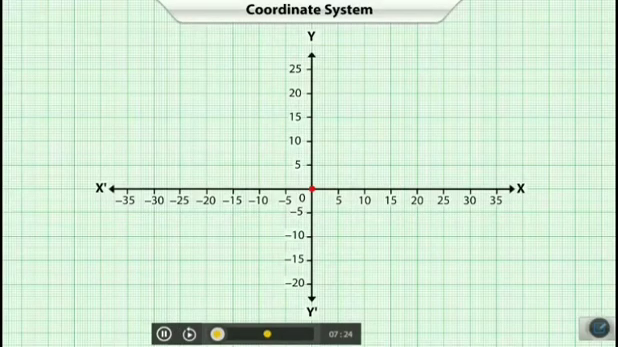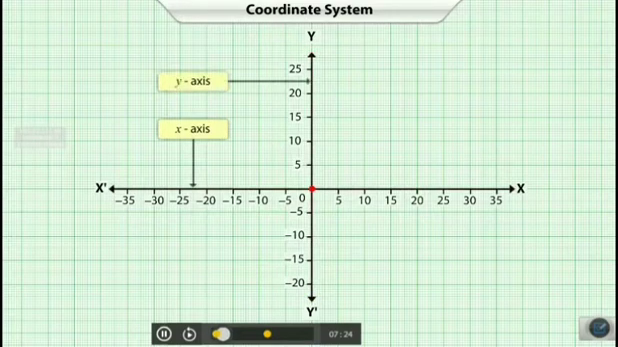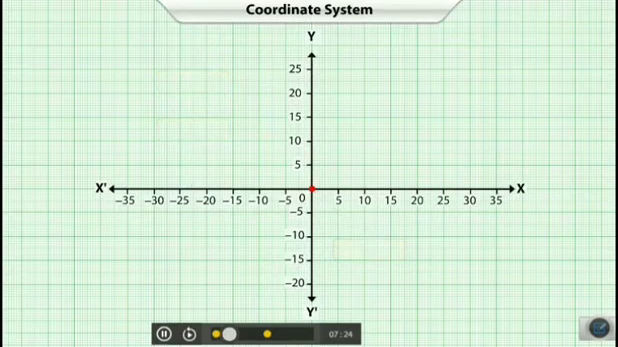You know that the coordinate system has a horizontal axis called the x-axis and a vertical axis called the y-axis. The point of intersection of both the axes is called the origin. Let's find the coordinates of a point A on the coordinate system.